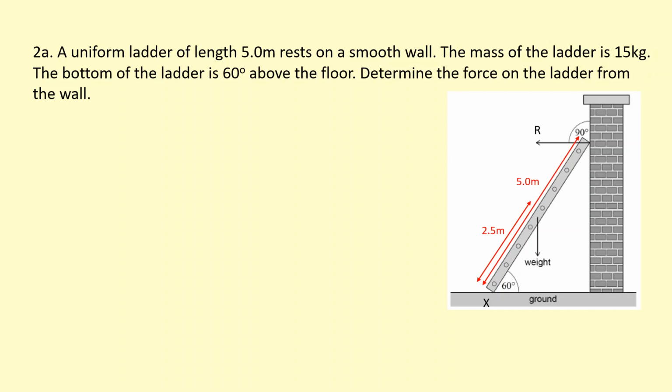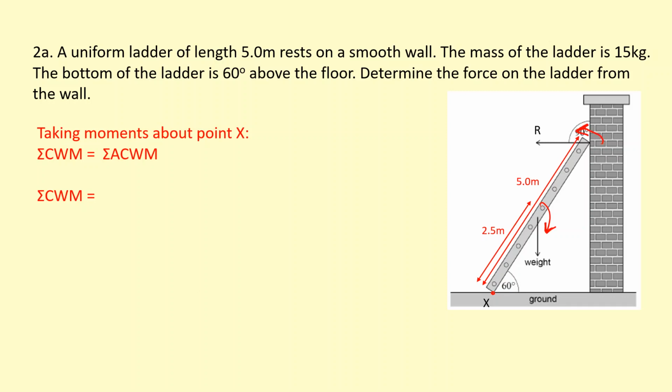Okay, well, I'm going to take moments about X here at the bottom. This is because there's obviously going to be a force from the floor on the ladder, and I'm not interested in that, so I want to ignore the effect of that. So if I take moments about X there, I'm going to figure out the clockwise moment first. So the weight of the ladder is going to spin it clockwise, and the normal reaction force is going to spin it anti-clockwise there.